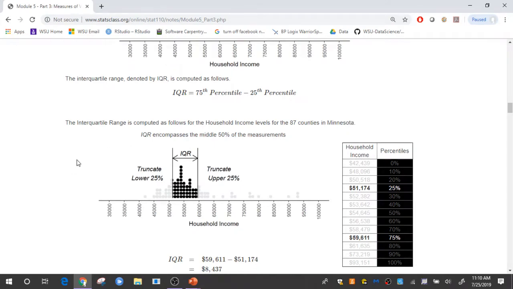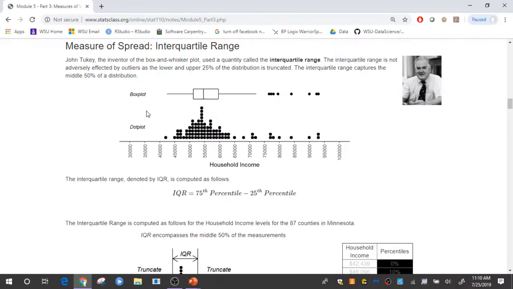So the interquartile range is a neat little idea, but it is not used in practice very much. It's certainly used in the construction of box plots, but beyond that, the interquartile range is not a widely used measure of spread.